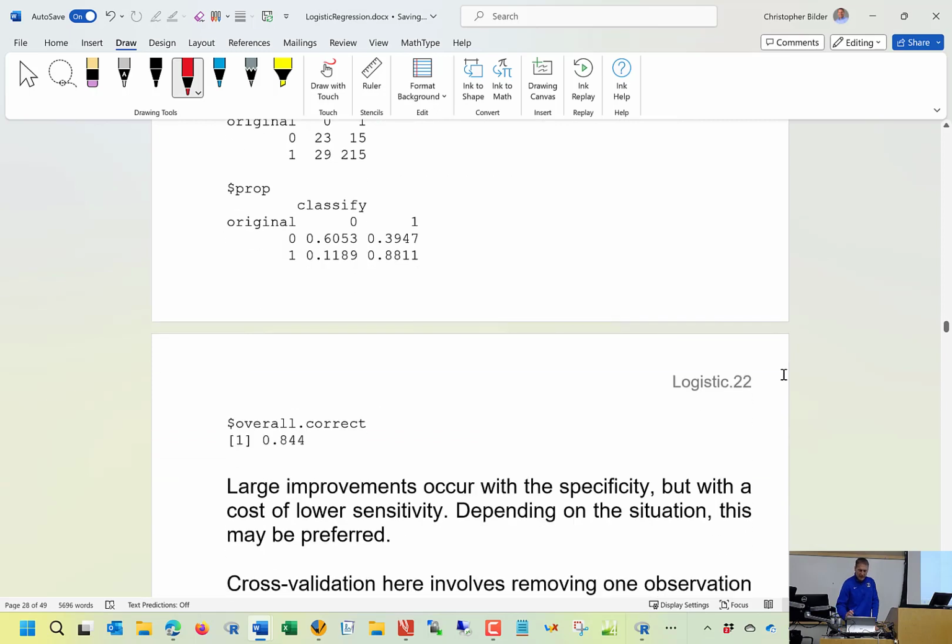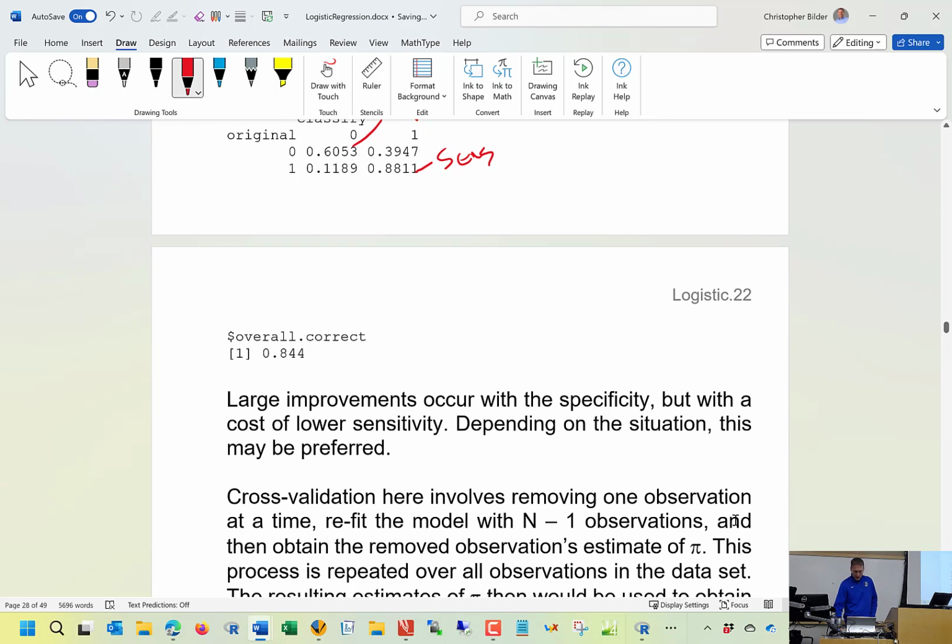Now with my validation data set, sensitivity is 0.88 now. But look at that specificity. It went up to 0.61. Overall correct classification rate is 0.844 here. So we have improvements with the specificity, but at a cost of a lower sensitivity.